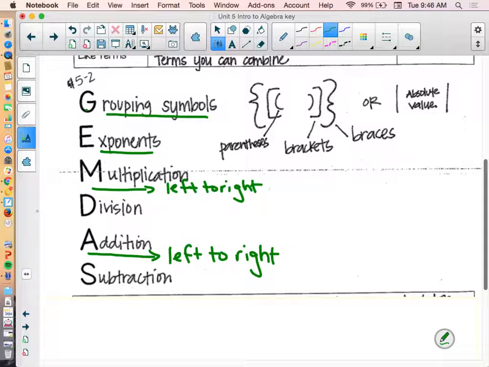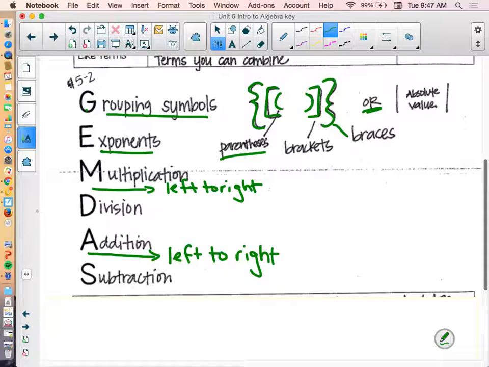Please take note of all of these extra grouping symbols you're going to see in your homework tonight or today when you do it. So these are braces. Please go ahead and label those. We've got brackets and we've got parentheses. Basically, all of those are still just parentheses. They're just different ways of showing them because you might have multiple sets of parentheses in the same expression.